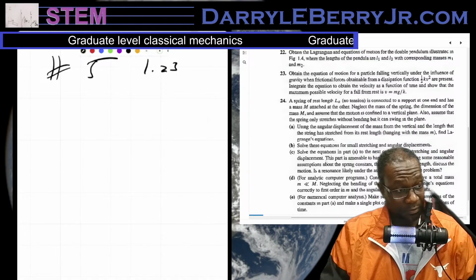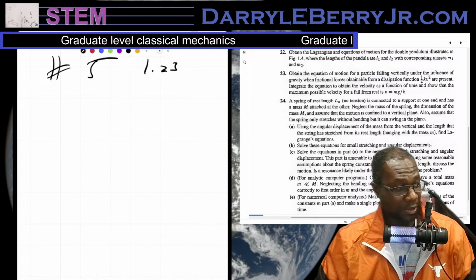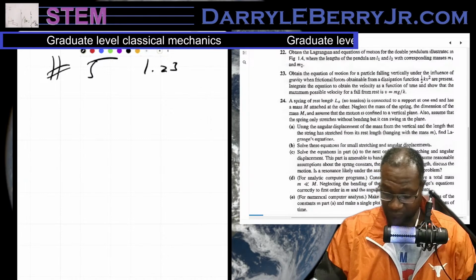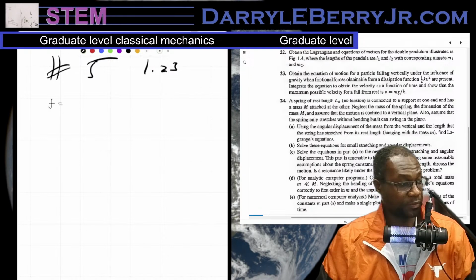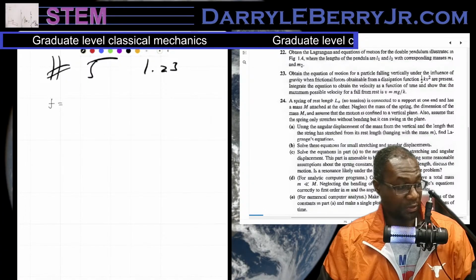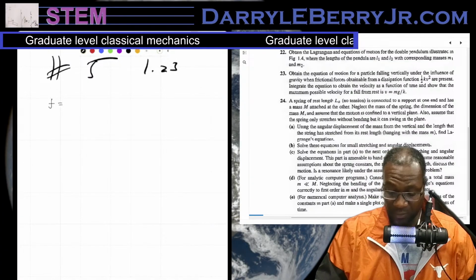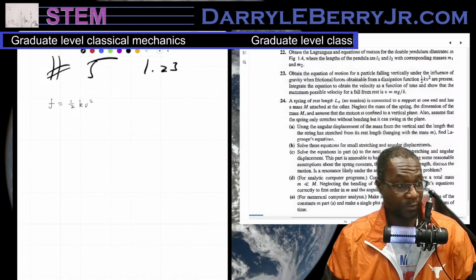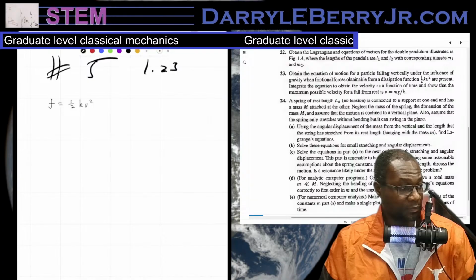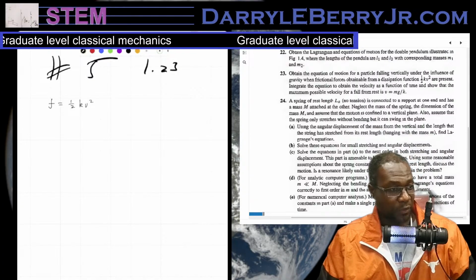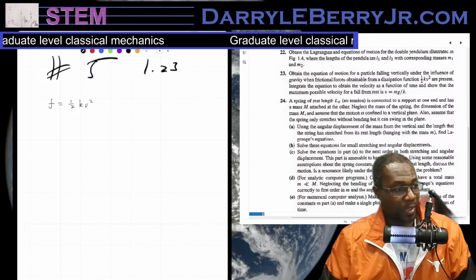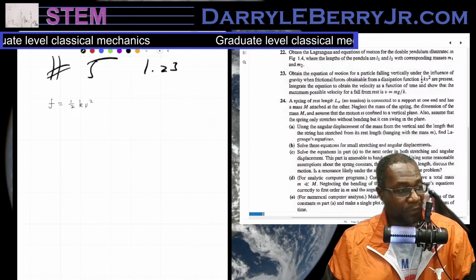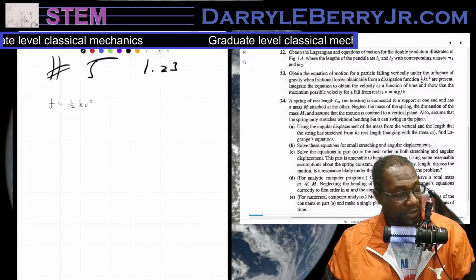So let me just call it what the professor called it. F equals the dissipation function in the textbook, 1/2 k v squared. All right, so I would say friction forces in the air. Integrate the equation to obtain the velocity as a function of time and show that the maximum possible velocity for a fall from rest is v equals mg over k.